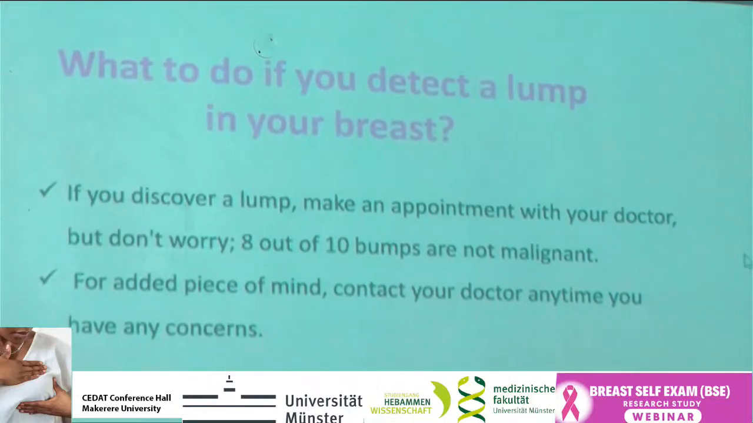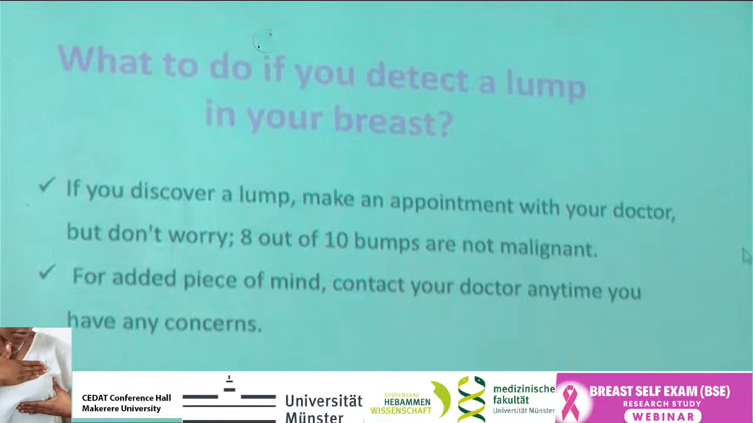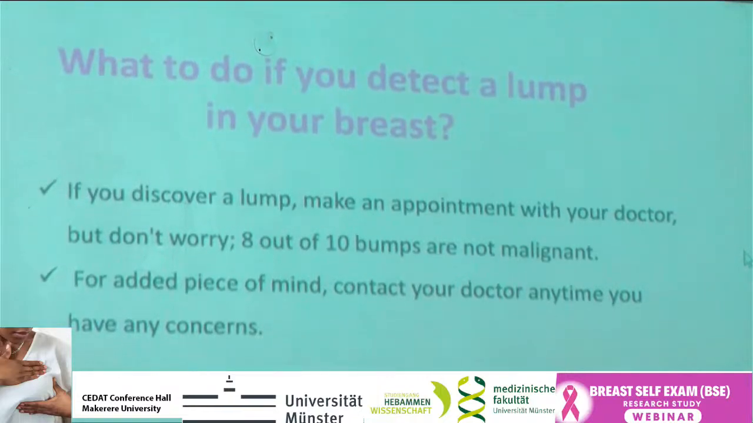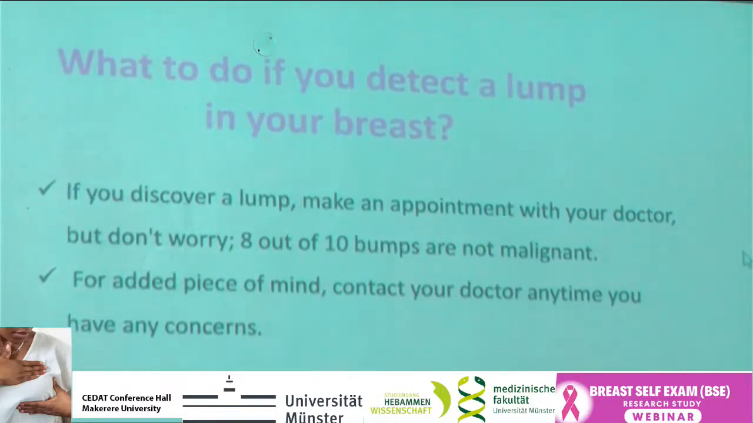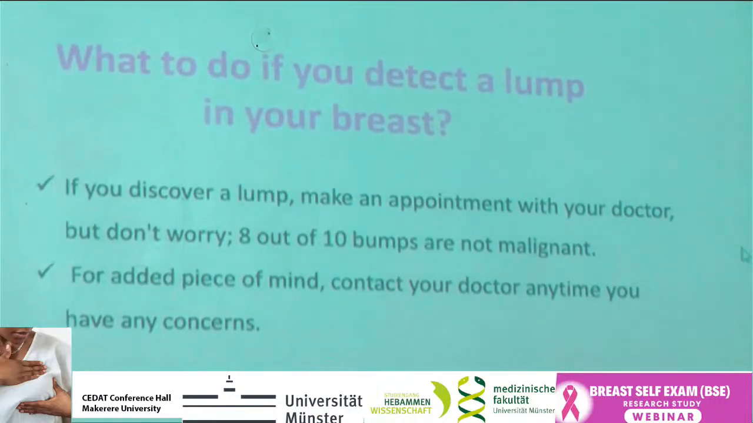Don't worry, because 8 out of 10 bumps are not malignant. Some of these bumps can be benign and they are not cancerous. For added peace of mind, contact your doctor anytime you have any concerns.